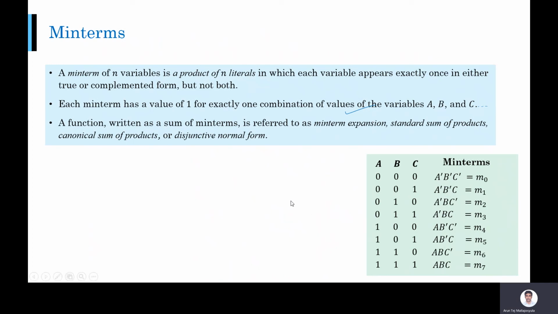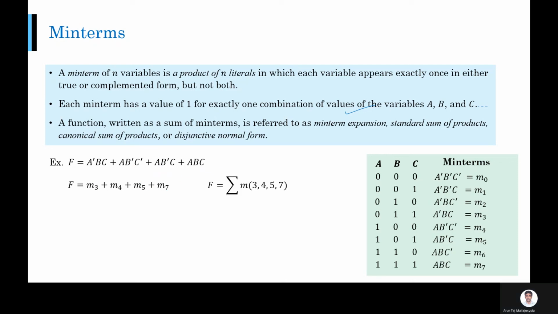So let us look at this discussion in a few statements here. Here is an example. This function is written as a sum of min terms. So this min term is m3, this min term is m4, this min term is m5, this min term is m7. I can also write this as sigma m of 3, 4, 5, 7.